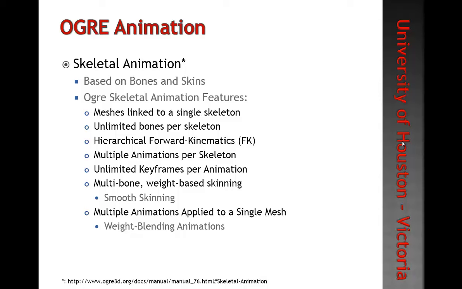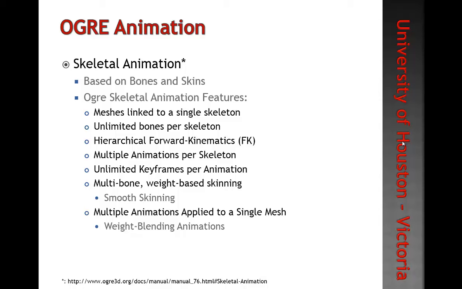There are hierarchical forward kinematics on bones supported by Ogre, and usually we refer to this kind of system as FK. You can have multiple named animations per skeleton. So, for example, you can have a skeleton that may have a walk animation, a run animation, a jump animation, a shoot animation, a swim animation, a crawl animation, and all those sorts of things. There are unlimited keyframes per animation that can be assigned, which allows us to utilize motion capture animation that has a large number of keyframes, and we can still use those animations in our system.